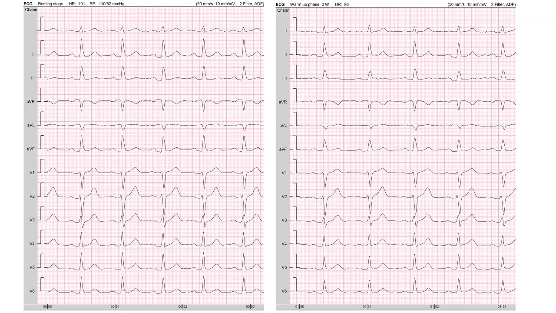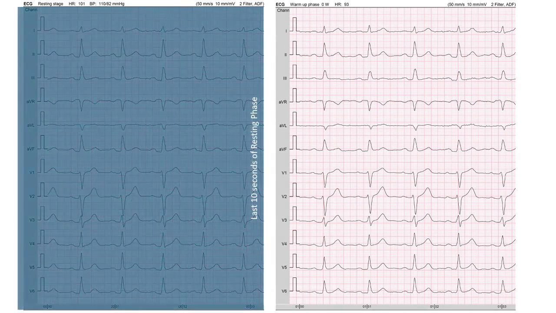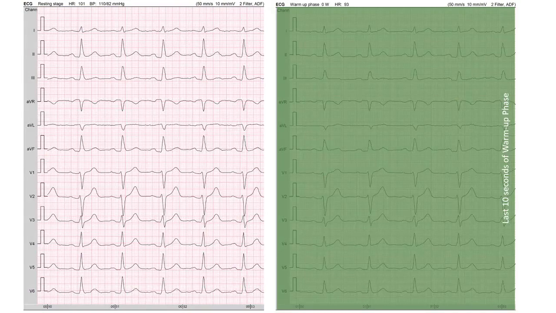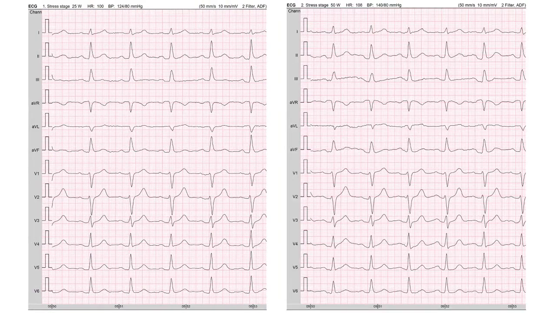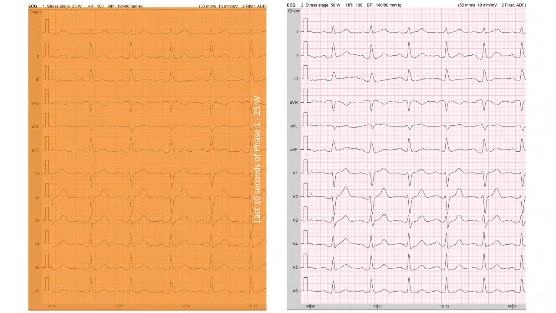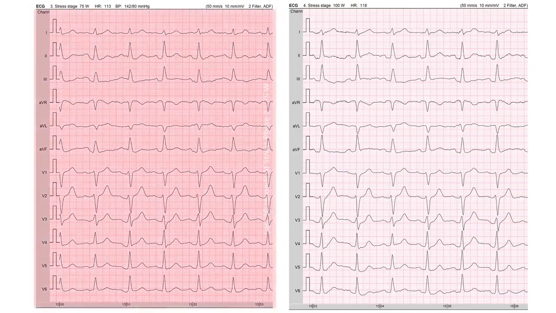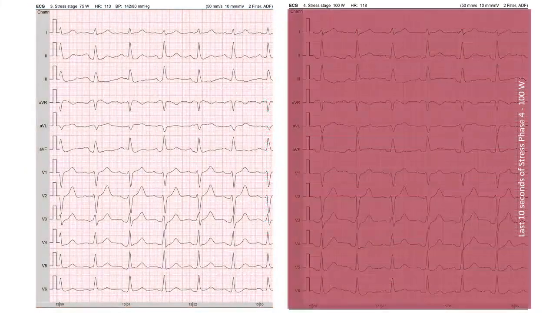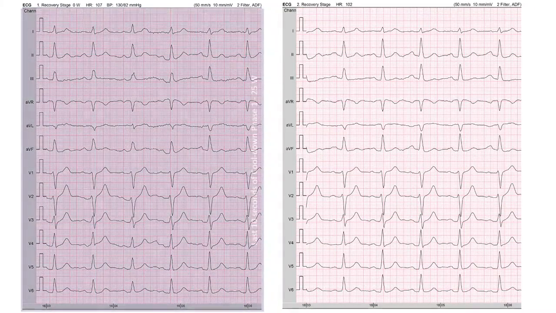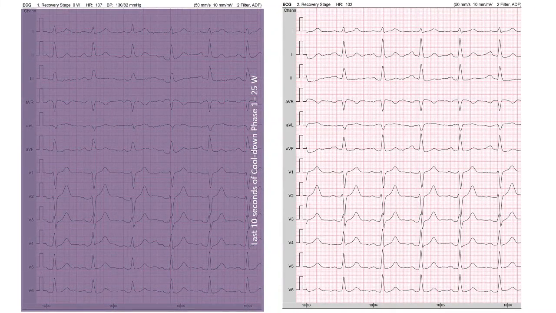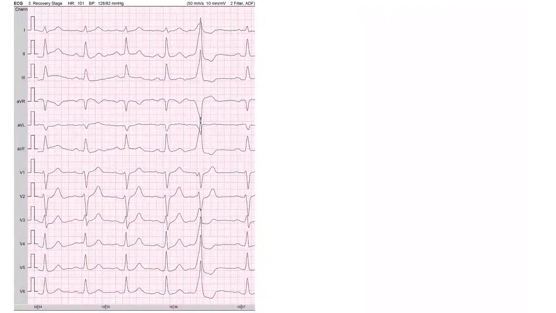Like for example, these parts. The system automatically records the last 10 seconds of each stage. So this is the last 10 seconds of the resting phase. This is the last 10 seconds of the warm-up phase. All right, then we get the last 10 seconds of each stress phase, phase 1, phase 2, phase 3, and phase 4. And then we get the last 10 seconds of each cool down phase, phase 1, phase 2, and phase 3.